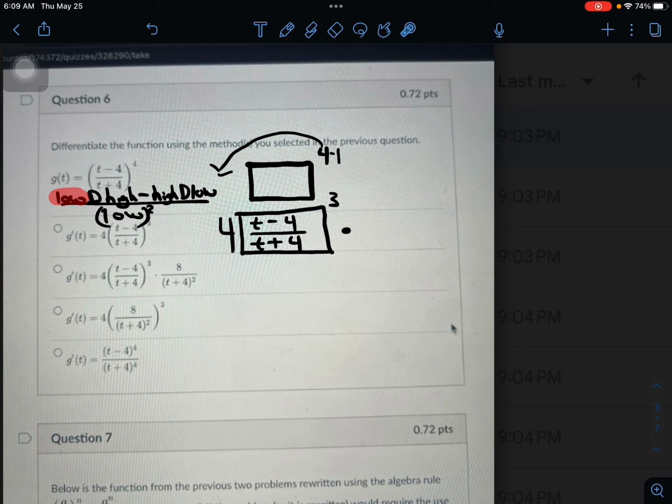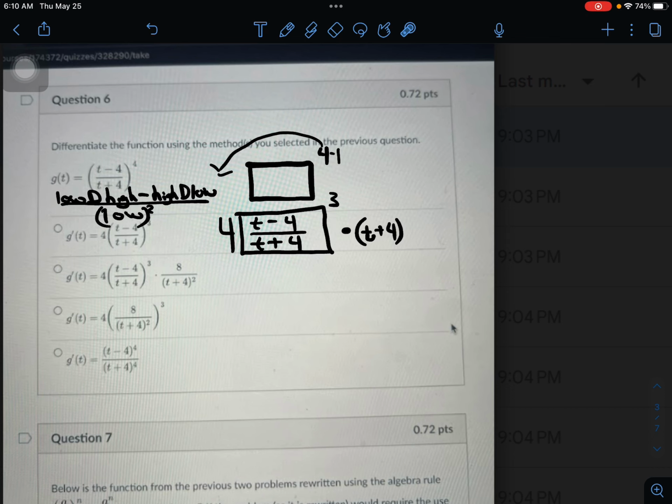Low, that's the bottom of your fraction, t plus 4. So I'm going to have, I hate when they use t's because it looks like a plus, it's going to be t plus 4. That's your low. I think we're going to run out of room here. I better start writing smaller. That's your low. Then I have d high.